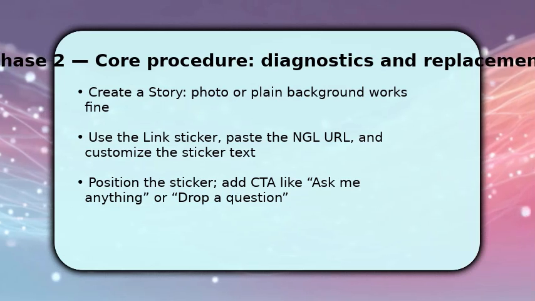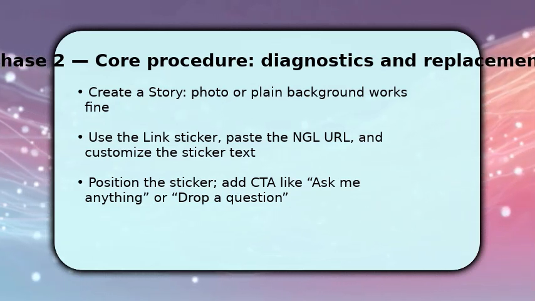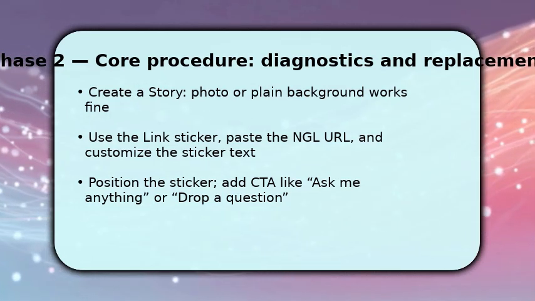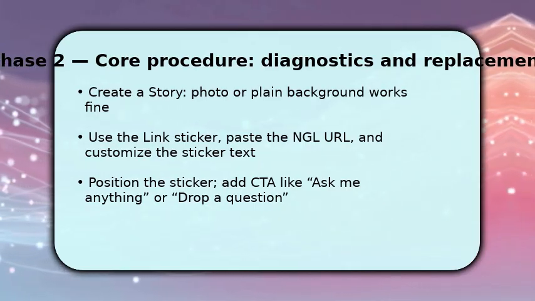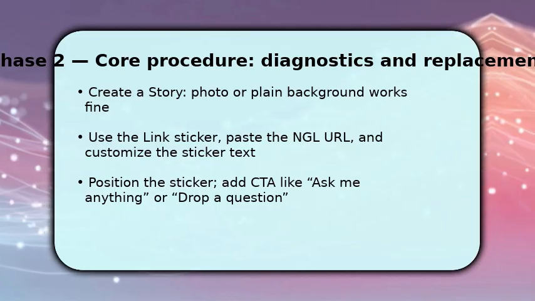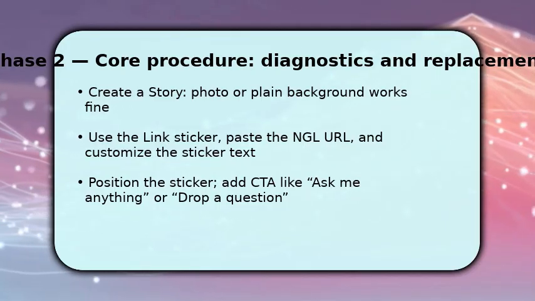You'll create an Instagram story next. Pick a simple photo or colored background for clarity. Then tap the sticker tool, select the link sticker, and paste your NGL URL. Customize the sticker text so viewers know what to do.